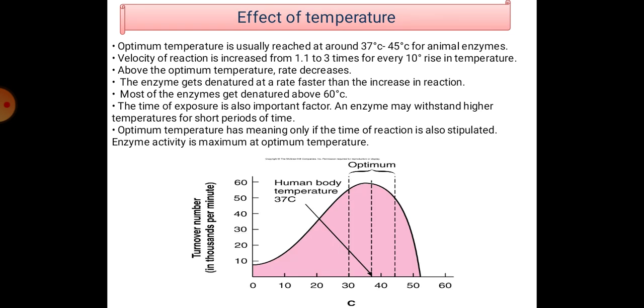Next factor is the effect of temperature. Optimum temperature is usually reached at around 37 degrees Celsius to 45 degrees Celsius for animal enzymes. Velocity of the reaction is increased from 1.1 to 3 times for every 10 degrees Celsius rise in temperature. Above the optimum temperature, the rate decreases. The enzyme gets denatured at a rate faster than the increase in reaction. Most enzymes get denatured at about 60 degrees Celsius.